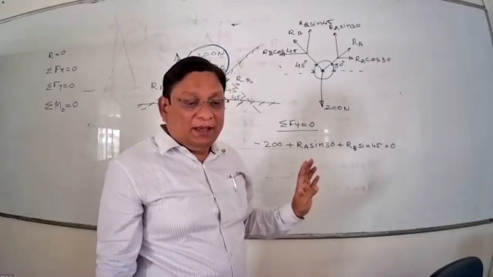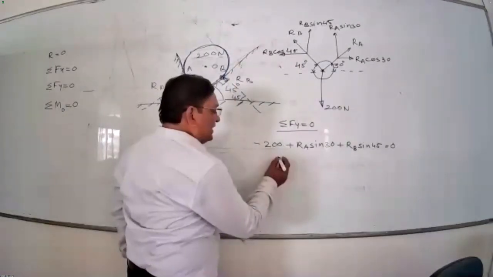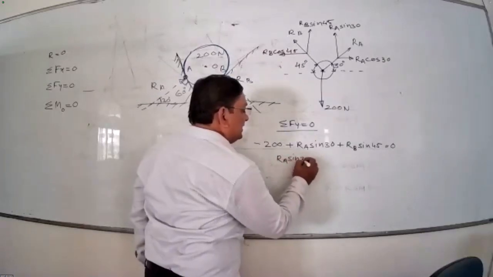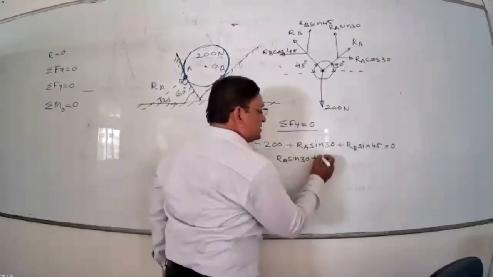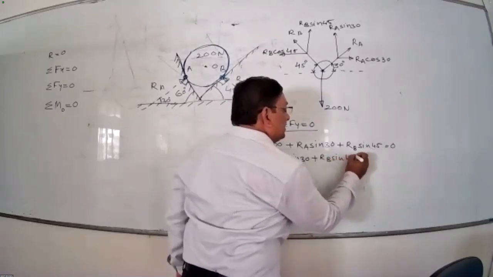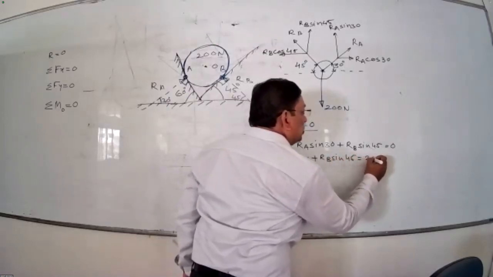Okay, so RA and RB, this equation I can write here. RA sin 30 plus RB sin 45 equal to 200. Let us say this is equation number 1.